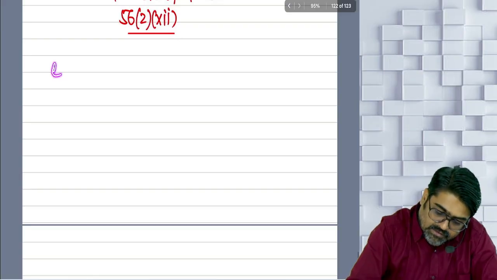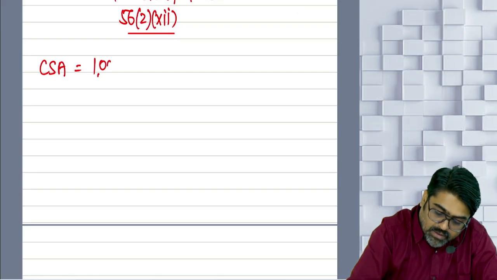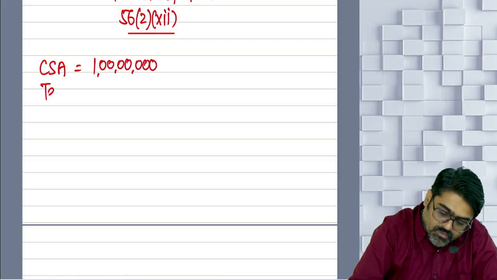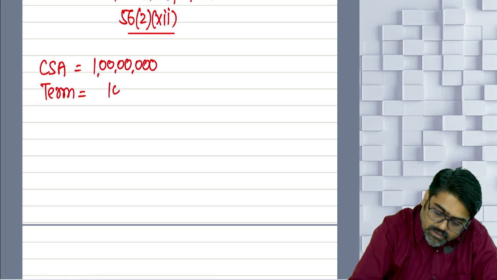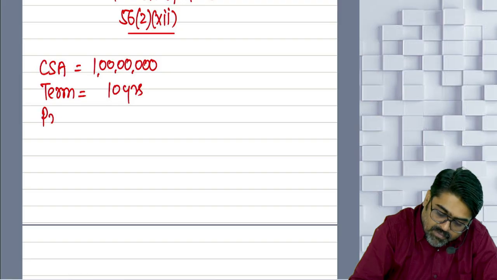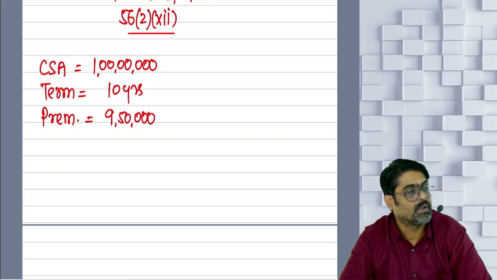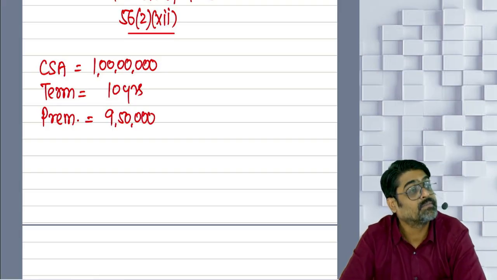Now what is the capital sum assured? Tell me. Capital sum assured is 1 crore. Take a policy of 1 crore. Policy's term will be 10 years. And what will be the premium which you are supposed to pay? 9 lakh 50,000. Can I say 9 lakh 50,000 is within the limit of 10%?